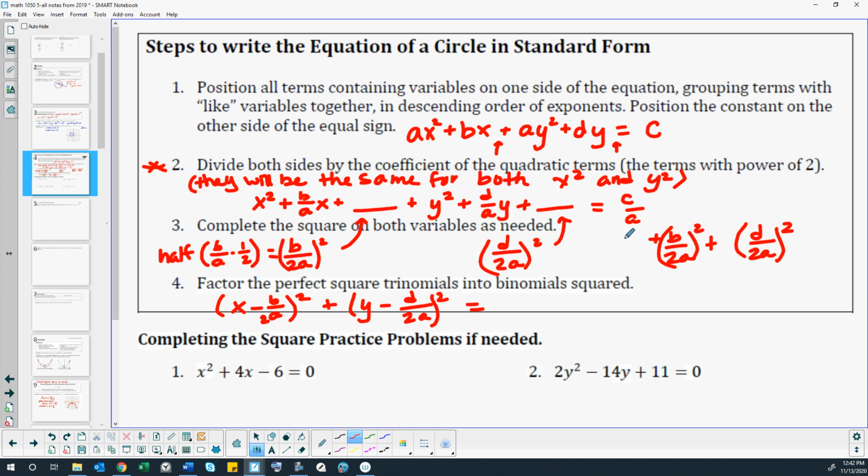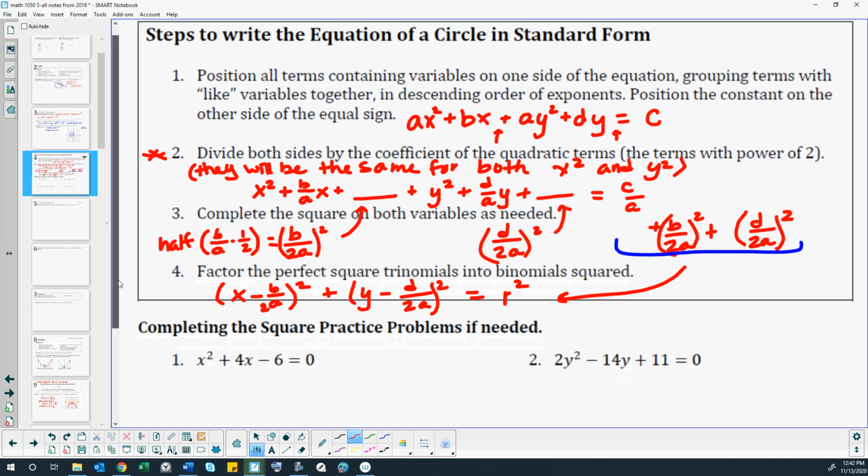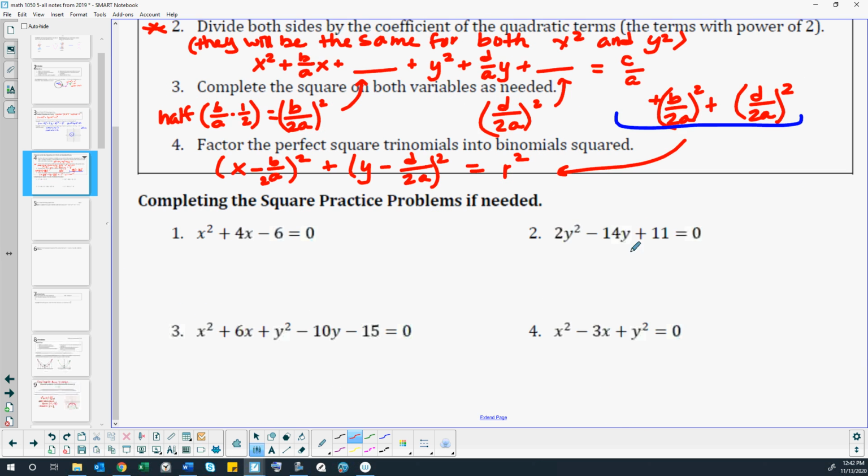And then this side will be a compilation of all of this stuff added together. That will tell us what our r squared is. So for circles, that would be our r squared. All of this is going to add together to create r squared.